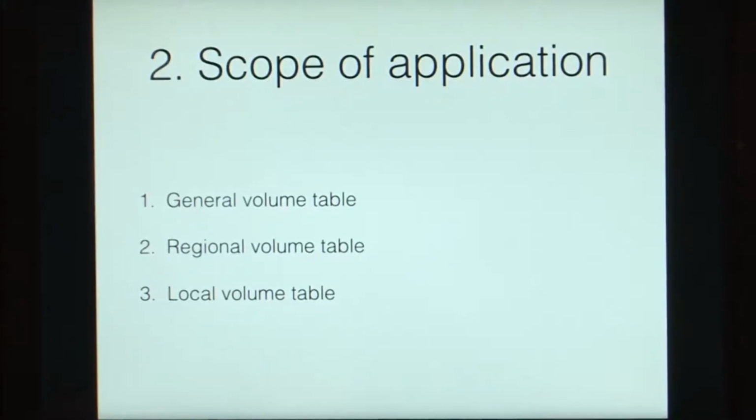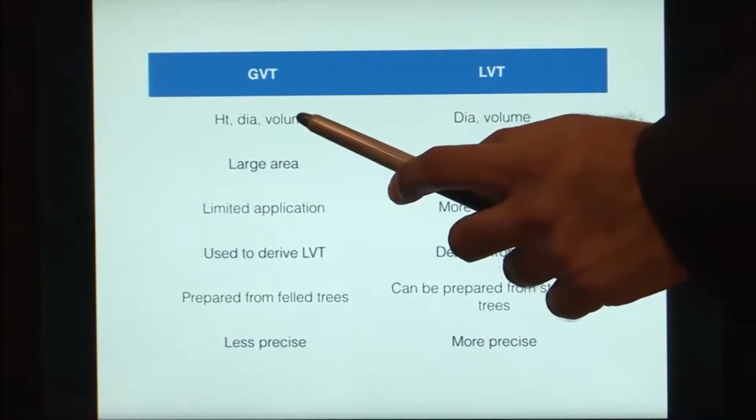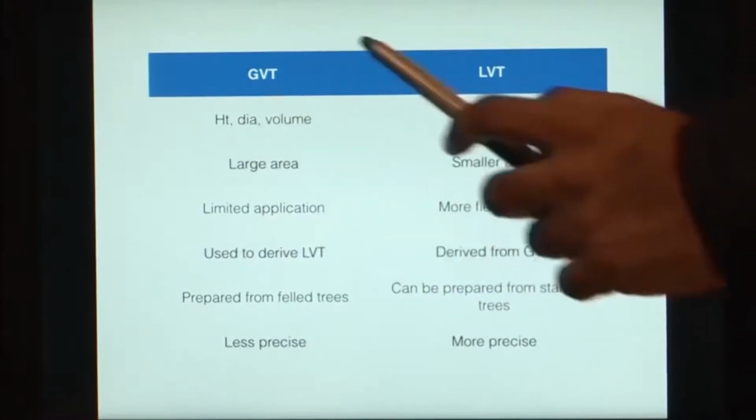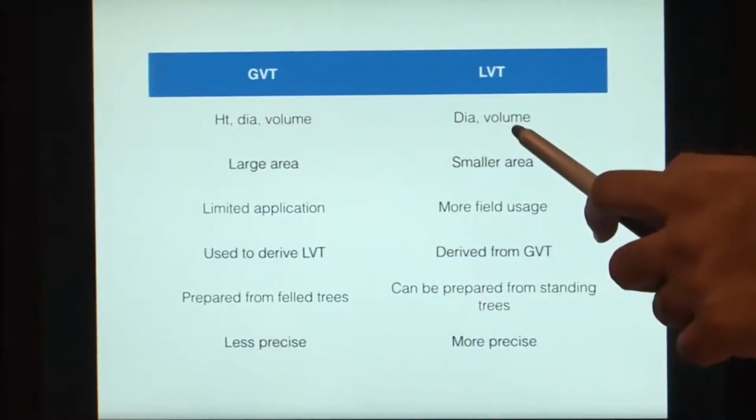As per the scope of application, you can have a general volume table, a local volume table, or a regional volume table. The general volume table is the most generalized table. It will have all your variables and give you all sorts of values. You can use your general volume table to derive a regional or a local volume table. The general volume table gives you three quantities: height, diameter and volume, whereas a local volume table will only give you diameter and the volumes corresponding to those diameters, because for this localized region the height is considered a function of diameter, and that has already been put into the volume values.